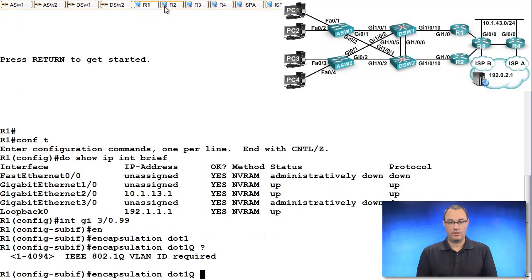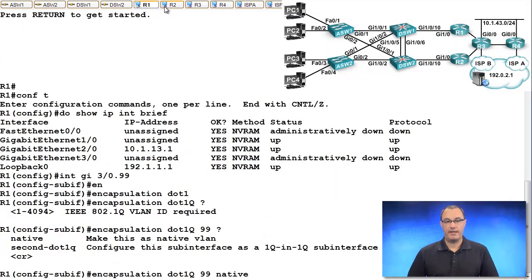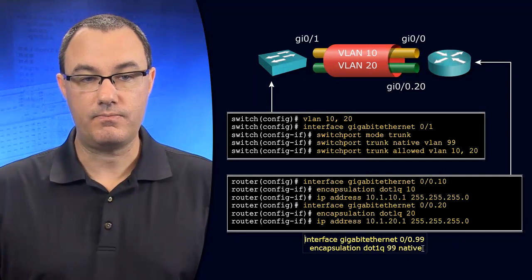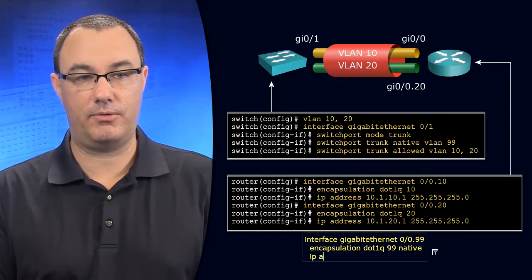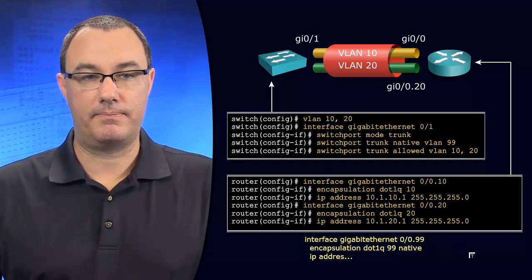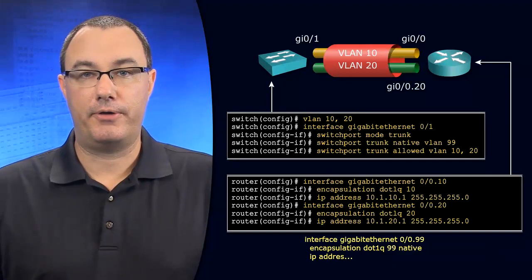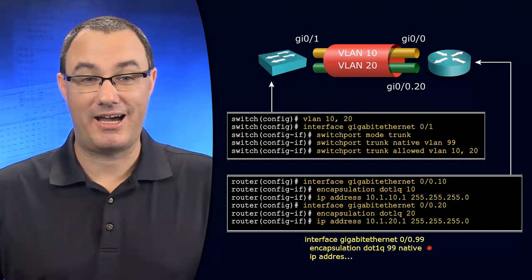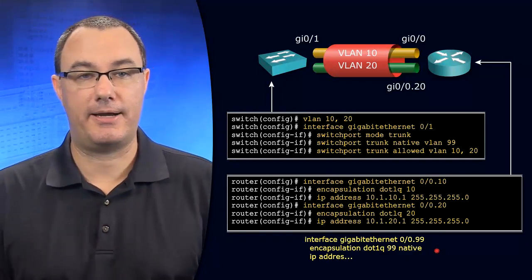Encapsulation dot1q 99 native. This says, oh, by the way, you are going to get some traffic that is untagged. Remember, that's the native VLAN. It's the untagged VLAN. So you tack that on, and then you would complete it with things like IP address, and I'll just let your imagination take you the rest of the way, because it's just a duplication of this. But if you ever have to build a subinterface for the native VLAN on a router on a stick, you now have some clue as to how to do that.